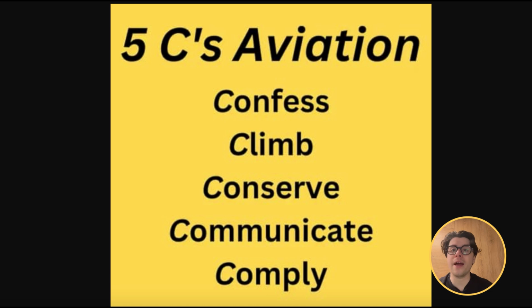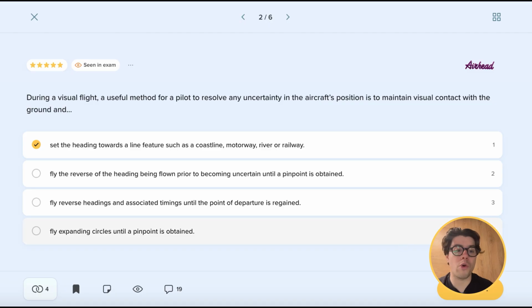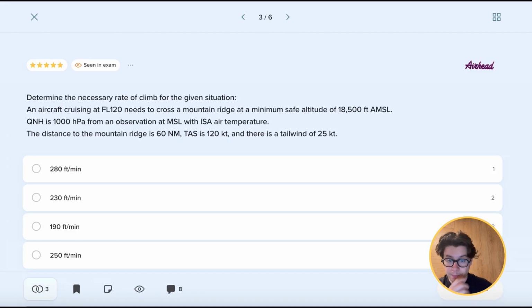This is also why the other answers of flying reverse heading are not particularly correct, because if you were following a wrong heading, flying back in reverse sometimes might put you in even bigger distress, or you might get lost even more. Then you conserve the fuel, so you fly at VMP or VMD depending on your aircraft, communicate with ATC, and of course comply with the instructions or the vectors given.